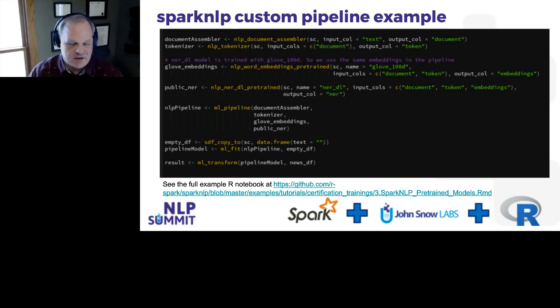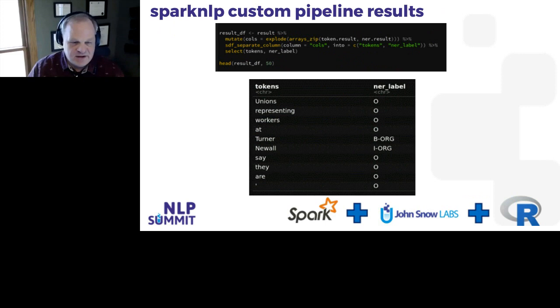Then we can use ml_transform to run the fit pipeline against any data frame, as long as it has a column named text that contains the documents to be processed. In this example, I have read in a newswire corpus into the data frame named news_df. This data frame contains a single column named text, where each row contains a single news article. Now we have a data frame named result that contains columns created by each of these annotators in the pipeline.